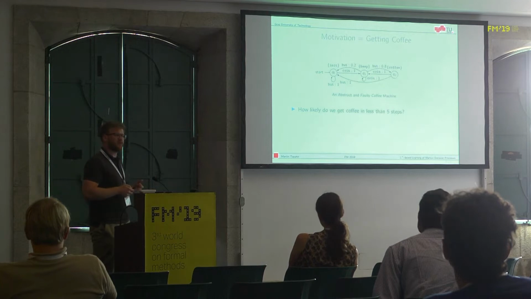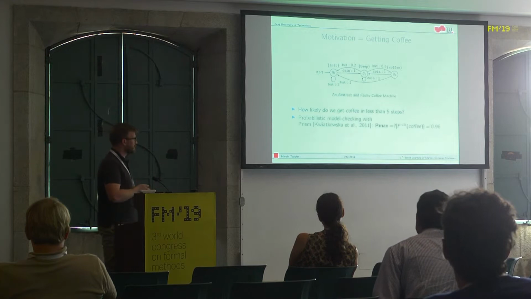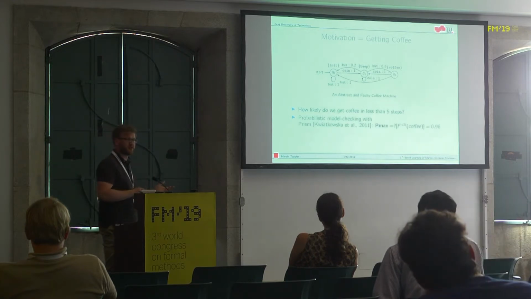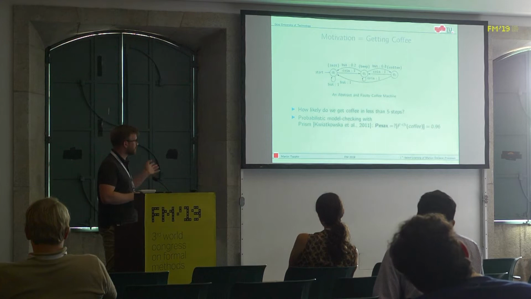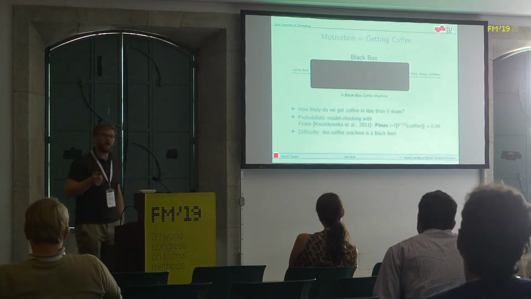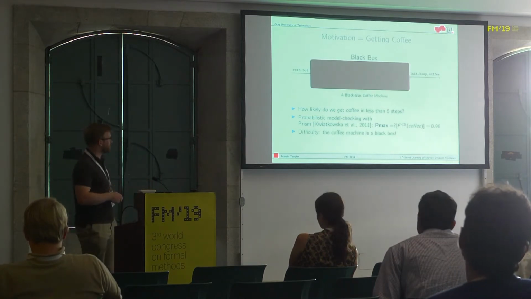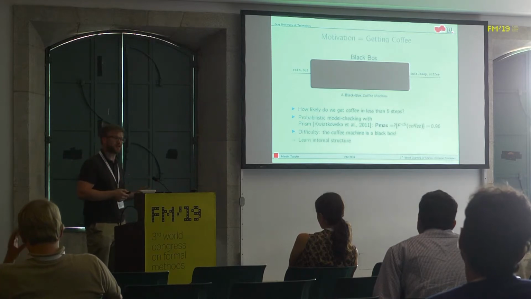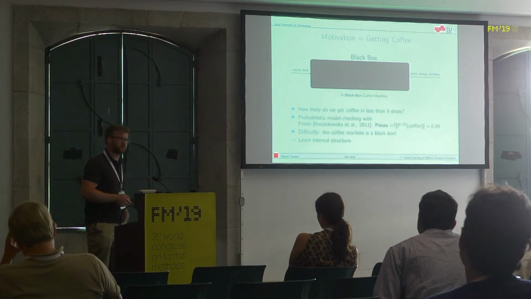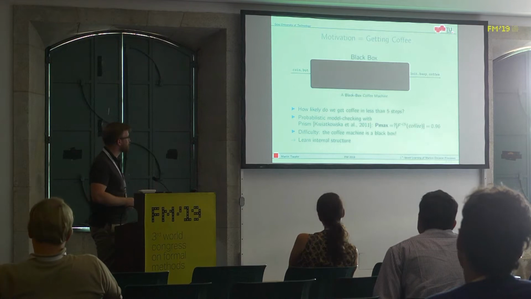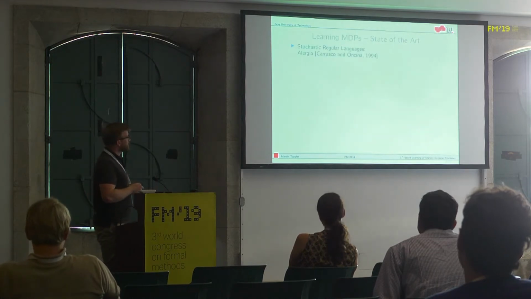So we may ask ourselves, how likely is it that we get coffee in less than 5 steps? If we have such a model, this is easy, so we can simply ask PRISM. PRISM will tell us, okay, the probability is 0.96. Now the difficulty may be, what if the system is a black box? And this is actually what we will tackle here. So we will learn the internal structure of the system such that we can use PRISM again and ask model checking queries.